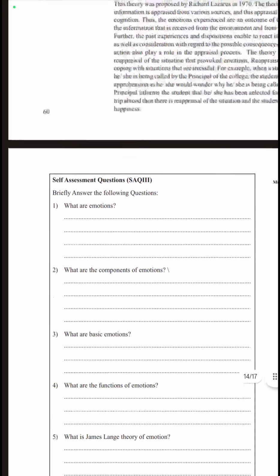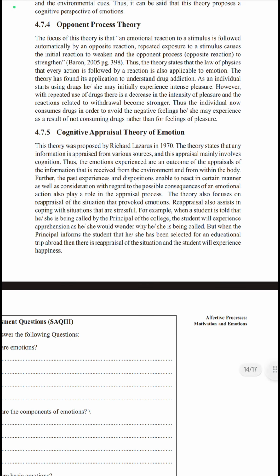Now finally, lastly, the cognitive appraisal theory of emotion. What is the cognitive appraisal theory of emotion? This theory states that the emotions experienced are an outcome of the appraisals of the information that is received from the environment and from within the body. So it's basically saying that emotions experienced are made up of both the information that we receive from the environment and the information that we receive from our own body. These two things make up emotions.